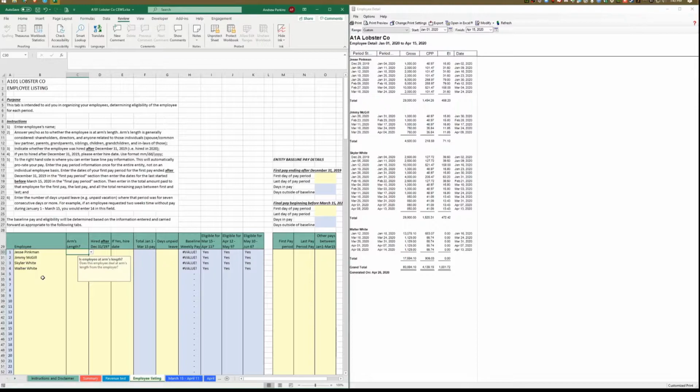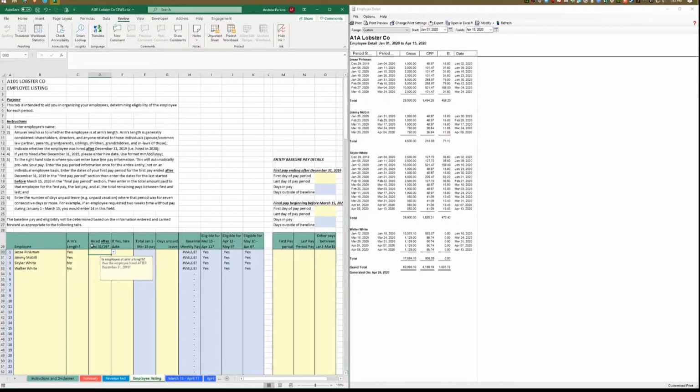So in this case, our first person here, Jesse, is arm's length. Jimmy, he's also arm's length. Skylar is the common law spouse of Walter, so no. And Walter is the shareholder, so he does not deal at arm's length.